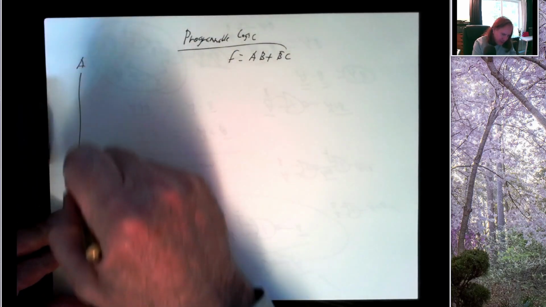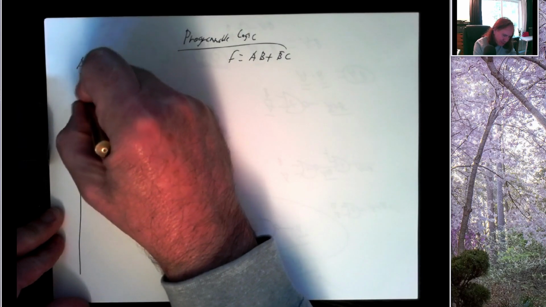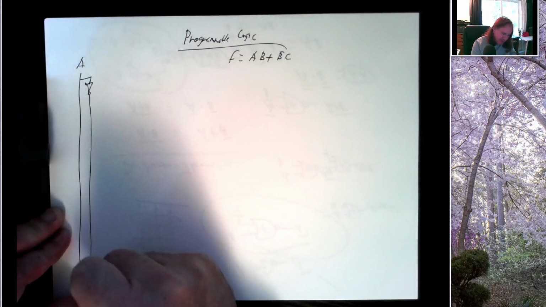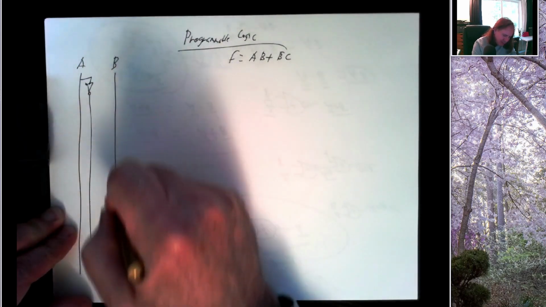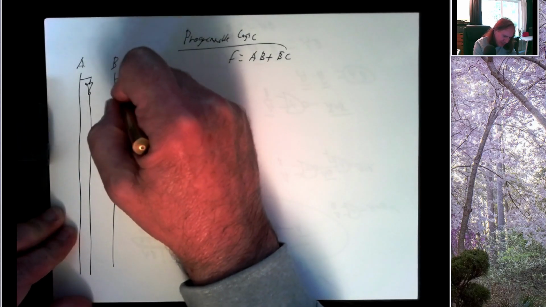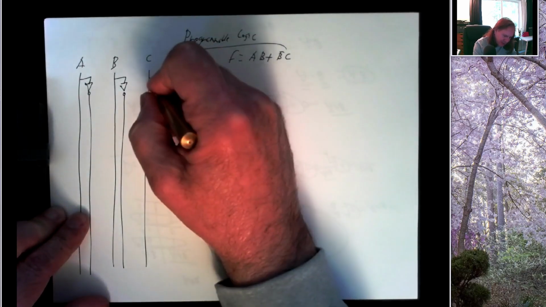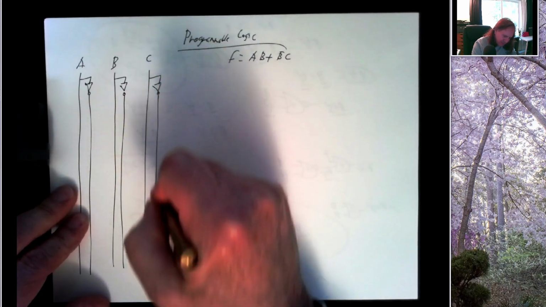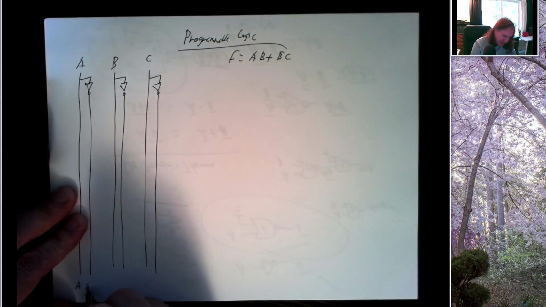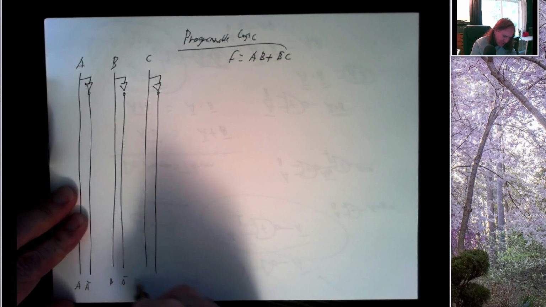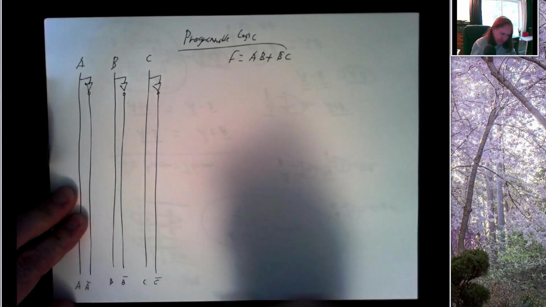So what was our trick? We take our inputs, we run them vertically down the page, and next to each one we take that input, put it through an inverter, and run that next to the uninverted signal. So now we have A bar, B bar, C bar.